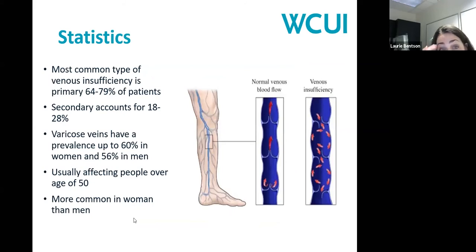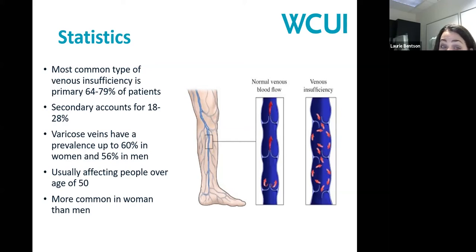The most common type of venous insufficiency is the primary type. It accounts for 64 to 79% of our patients that suffer from venous insufficiency. The secondary type, remember, is related to DVT. That accounts for about 18 to 28% of the patients that have venous insufficiency.